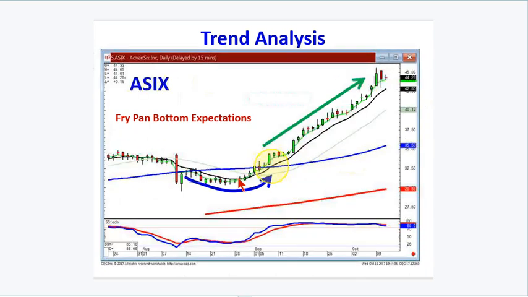A fry pan bottom. Back to your question, Jake. Where would you buy in here? It's moved up some, but where was the big move? It's when it broke out. That's what we're looking for. And look where this broke out. Look where the fry pan bottom started. Look where it broke out with kind of a little doji sandwich.